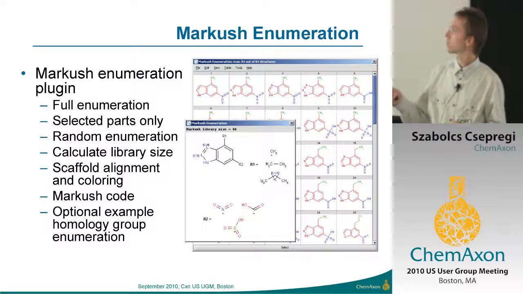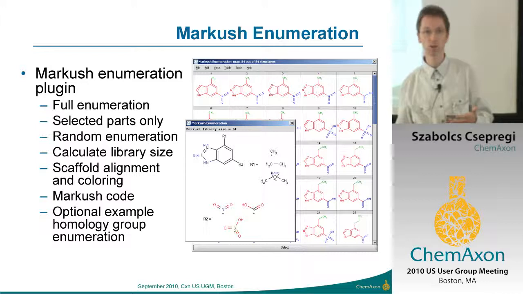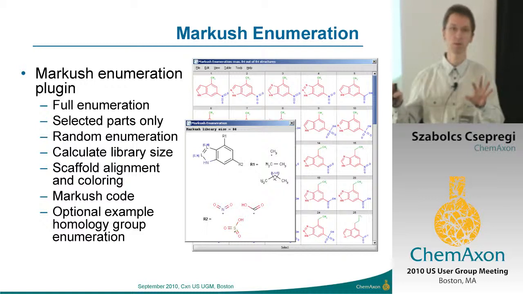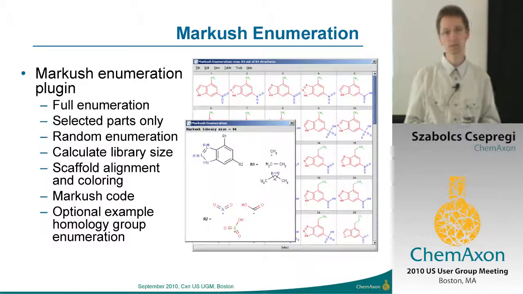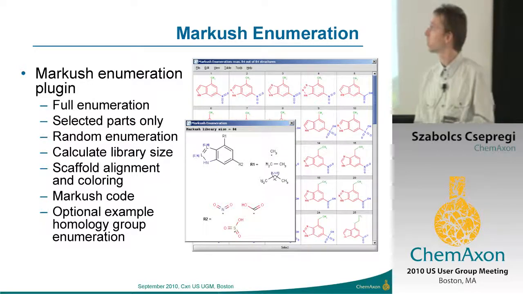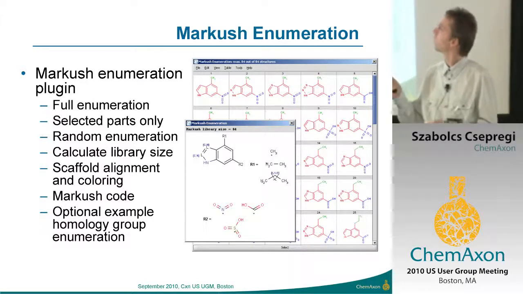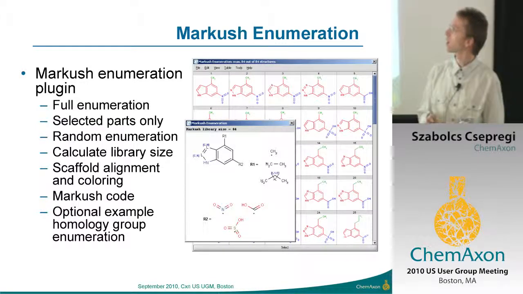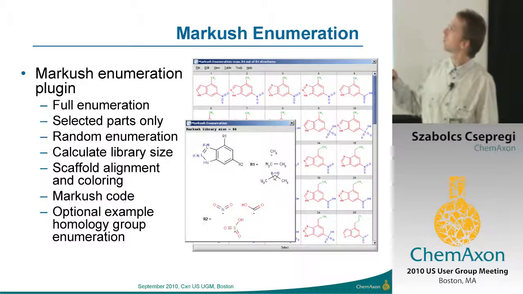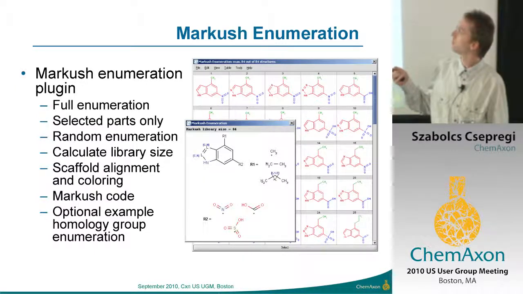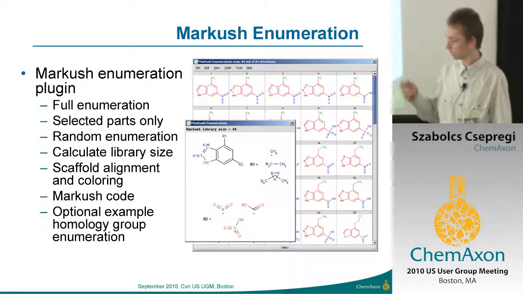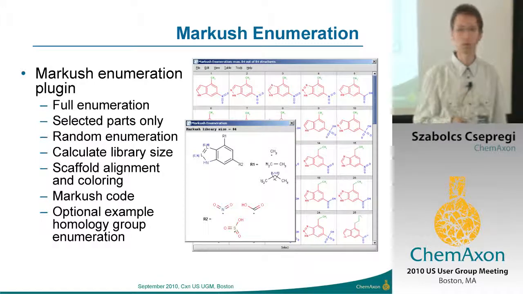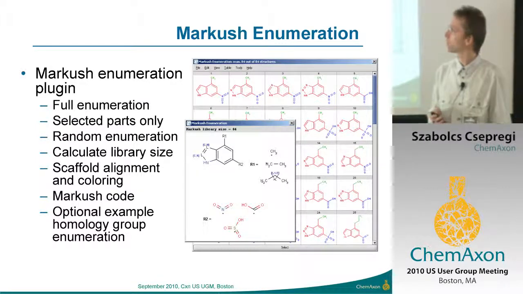Okay, we can also calculate the complexity of these Markush structures, so we can say that, okay, this particular Markush structure describes, I don't know, 10 to the 20 specific structures and so on. And during enumeration, we align the structures the same way as was present in the Markush structure, so that it is easy to get the connection between the Markush structure and the enumerated structures. We also color the different R groups by different colors to make it easier.